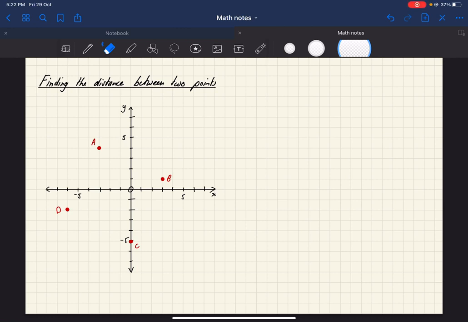Kia ora. I'm going to look at finding the distance between 2 points on a Cartesian plane. Now, if you haven't looked at coordinates yet, watch the previous video to do that, but if you're familiar with coordinates, then this is the next place for you. Okay, so finding the distance between 2 points.